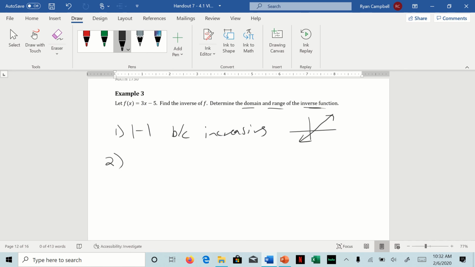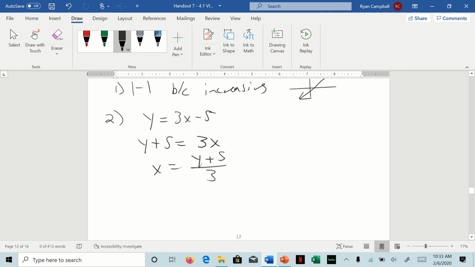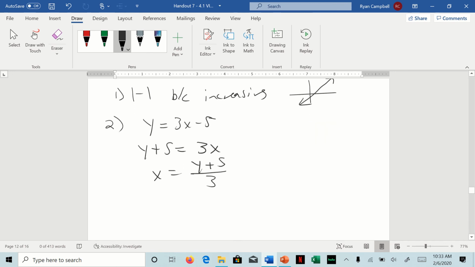All right, number 2. Let's solve for x in terms of y. We have y equals 3x minus 5, and then solve for x. So we get y plus 5 equals 3x, so x equals (y plus 5) divided by 3. Then we can just flip it, so the inverse function is (x plus 5) over 3.